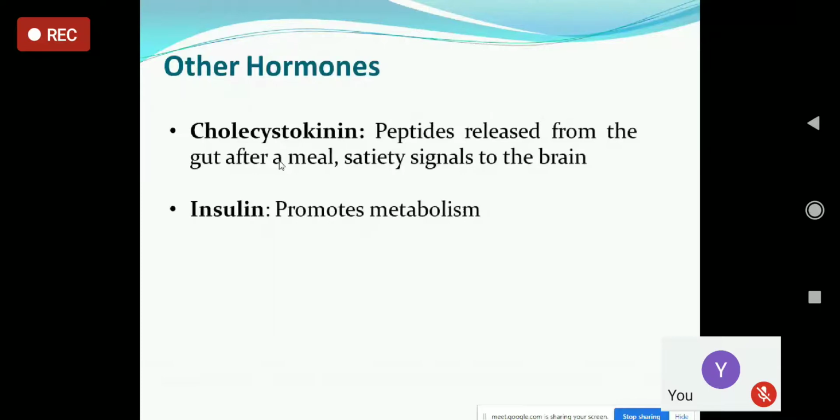Other hormones are cholecystokinin and insulin. So these are all the molecules that influence obesity.